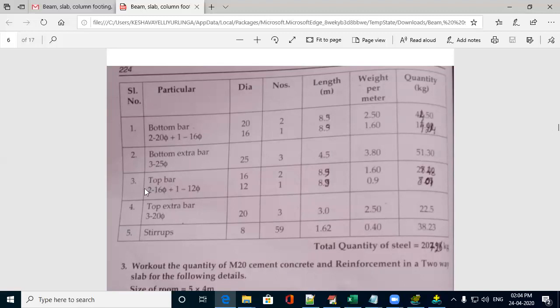Similarly, top bars, we have two 16 mm bars and one 12 mm bar. Corresponding diameter and its number, its length is 8.5 here. Please change it to 8.5. Weight per meter, accordingly you have to write. To get this column, number multiplied by length and weight, you will get the weight in kgs. These values vary, please make a note. Similarly, we have three top extra bars of 20 mm diameter, which are 3 meter in length, as given in the question.